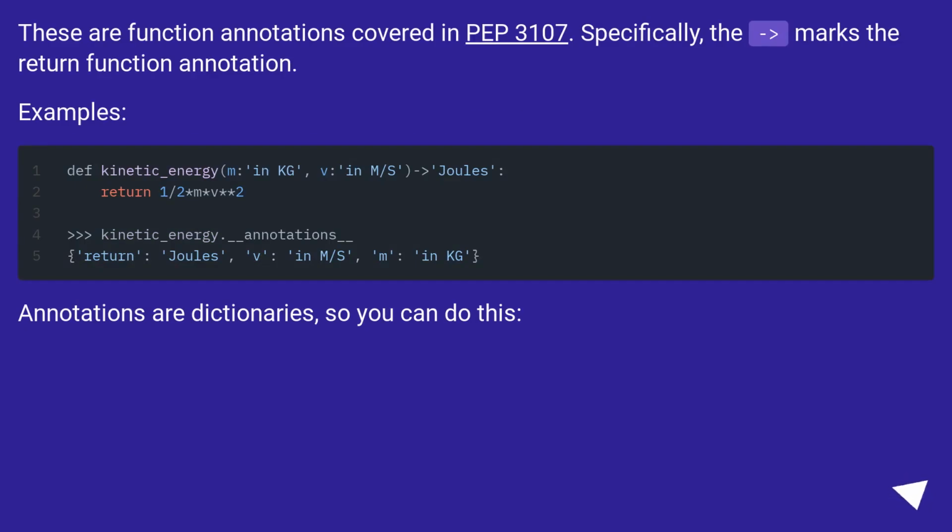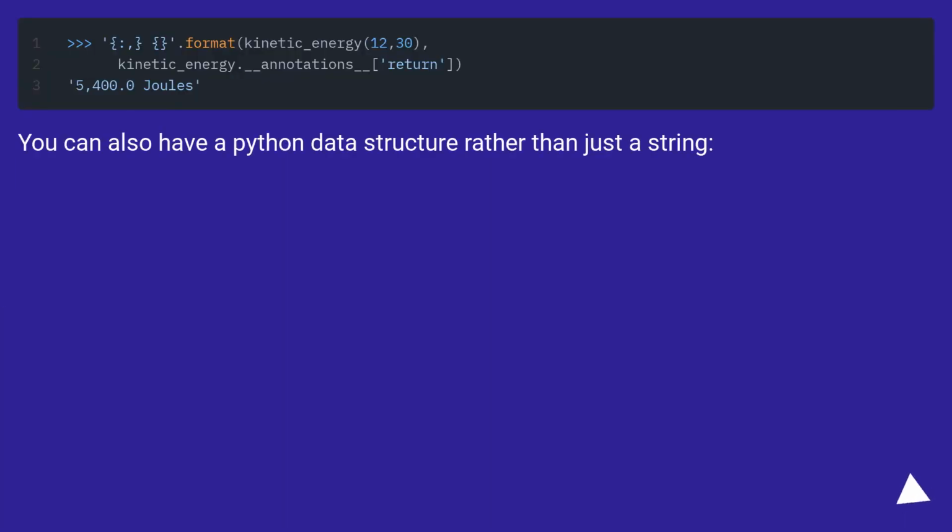These are function annotations covered in PEP 3107. Specifically, the -> marks the return function annotation. Examples: annotations are dictionaries, so you can do this. You can also have a Python data structure rather than just a string.